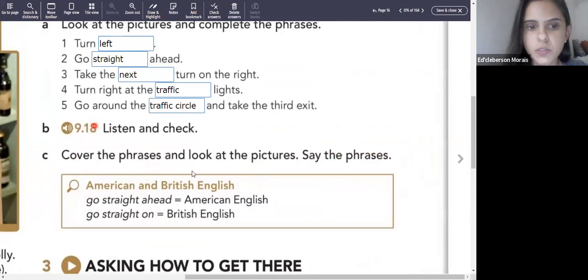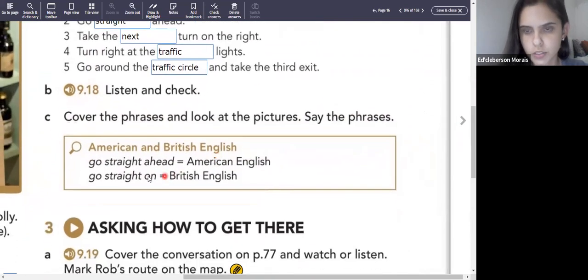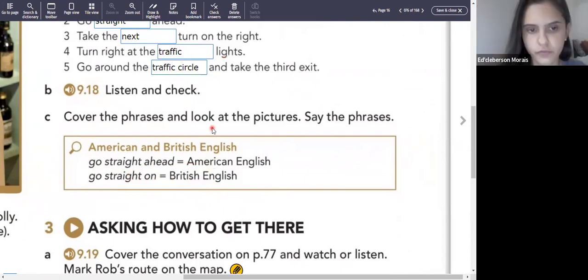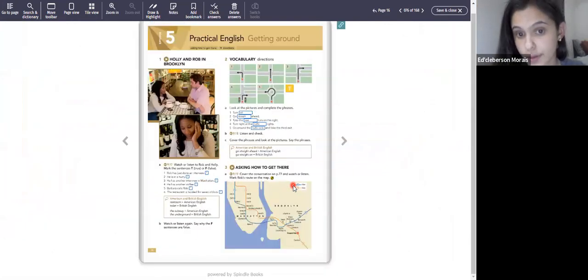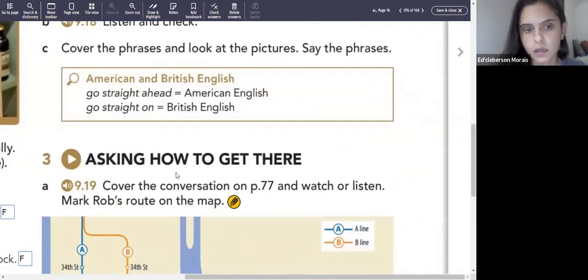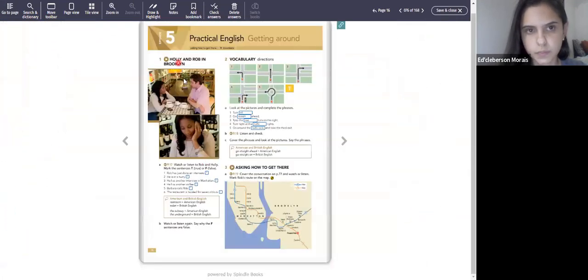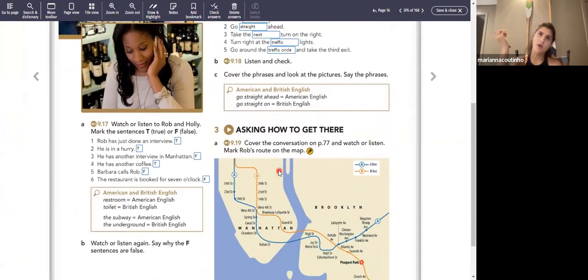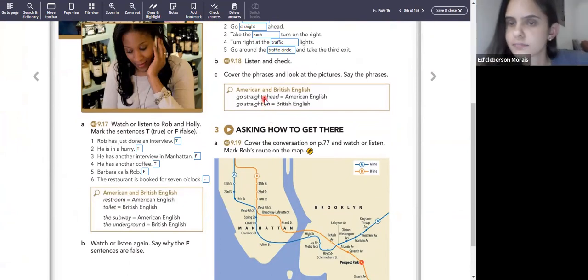So pay attention. The differences between American and British English. Go straight ahead, American English. Go straight on, British English. Perfect. Both of them say the same thing. In America, it's French fries. In the British, French fries. It's the same, isn't it?